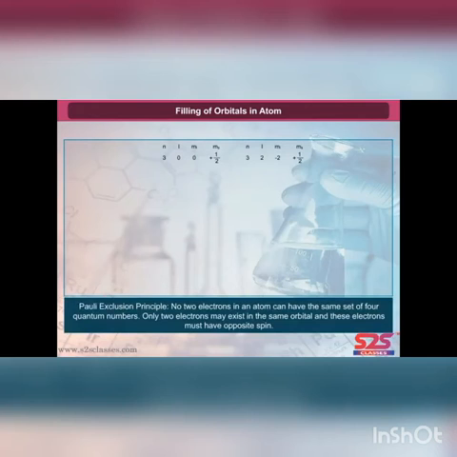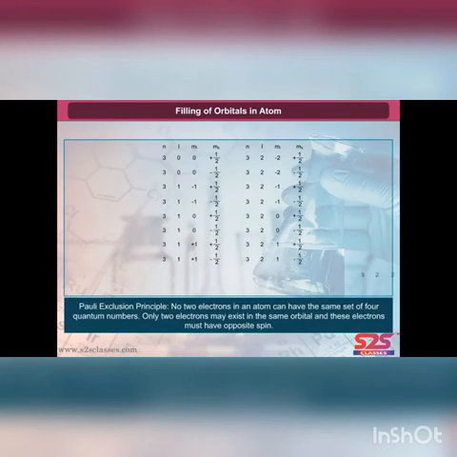Pauli's exclusion principle: No two electrons in an atom can have the same set of 4 quantum numbers. Only 2 electrons may exist in the same orbital, and these electrons must have opposite spin.